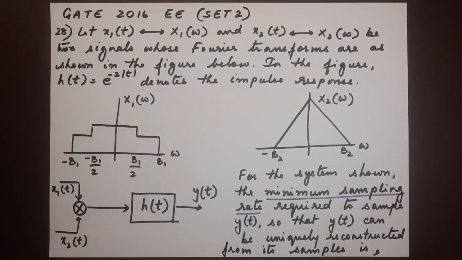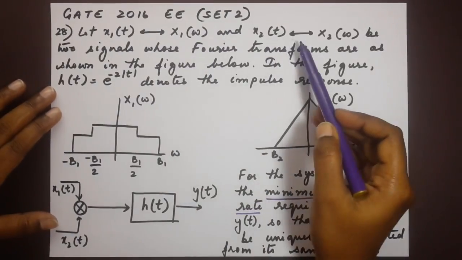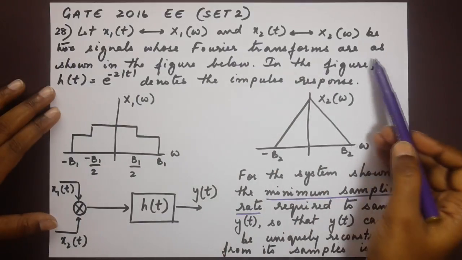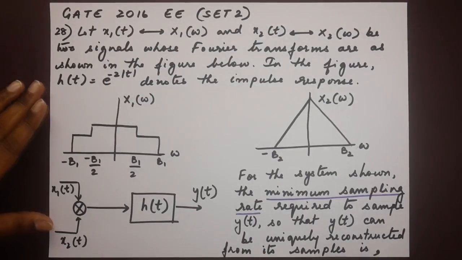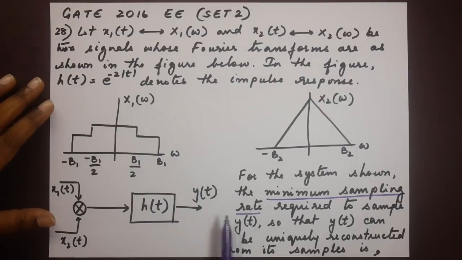Here's the next question. Number 28. Let x1 of t corresponding to x1 of omega and x2 of t corresponding to x2 of omega be two signals whose Fourier transforms are as shown in the figure below. In the figure, h of t is equal to e power minus 2 mod t, denotes the impulse response. For the system shown, the minimum sampling rate required to sample y of t, the output here, so that y of t can be uniquely reconstructed from its samples is.